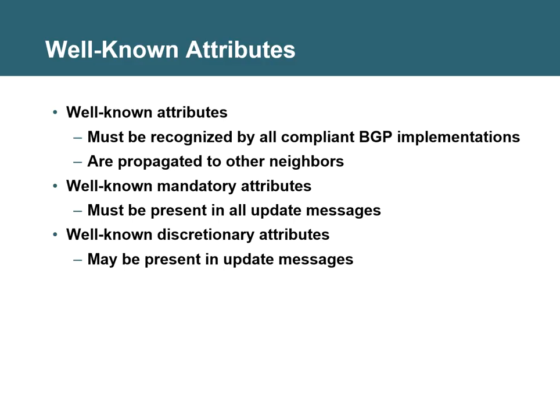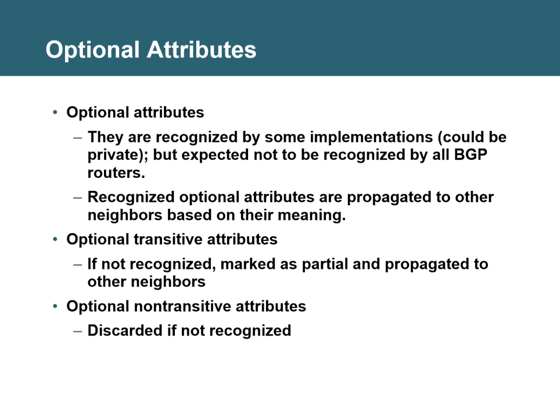Local preference is an example of a well-known discretionary attribute. Optional attributes are recognized by some implementations, but are expected not to be recognized by all BGP routers. Recognized optional attributes are propagated to other neighbors based on their meaning. Let's see what it is.